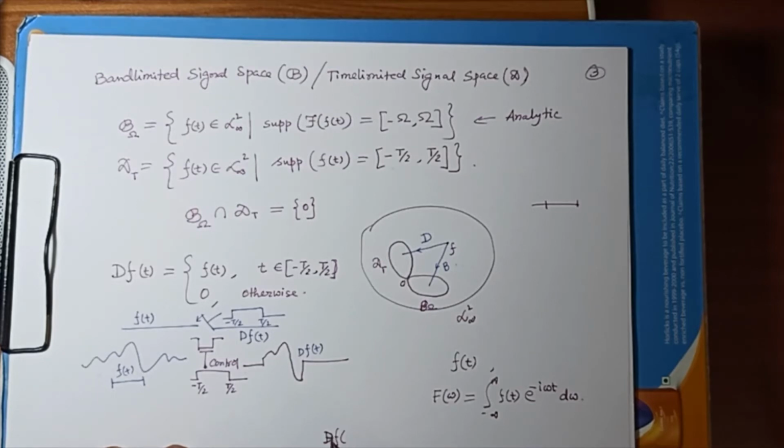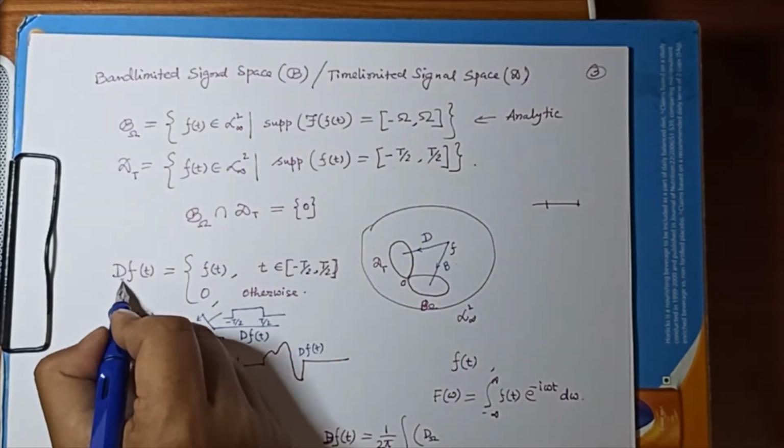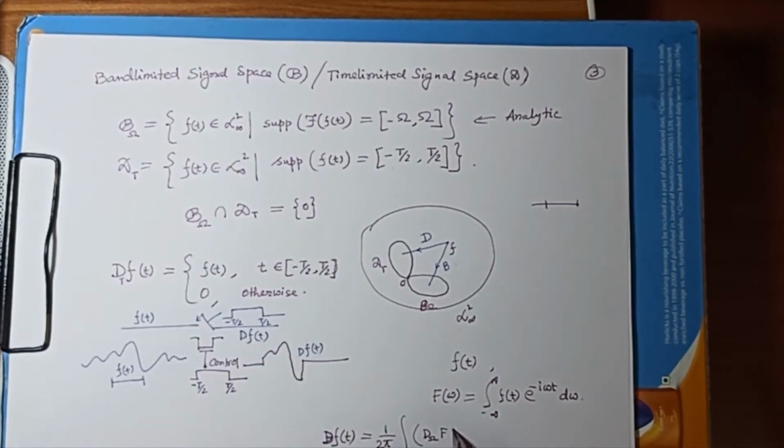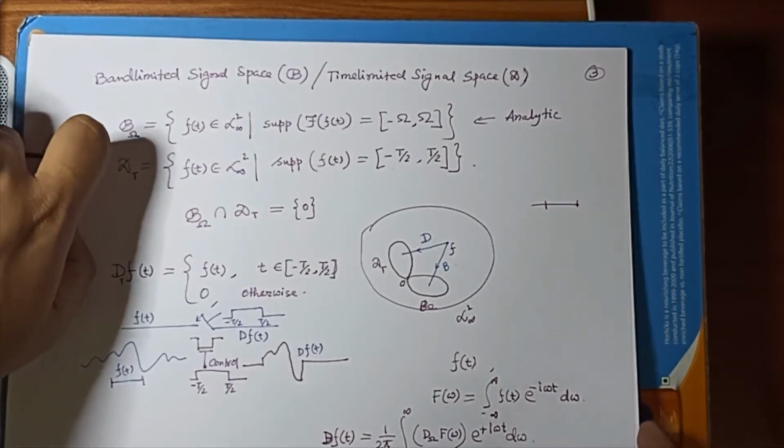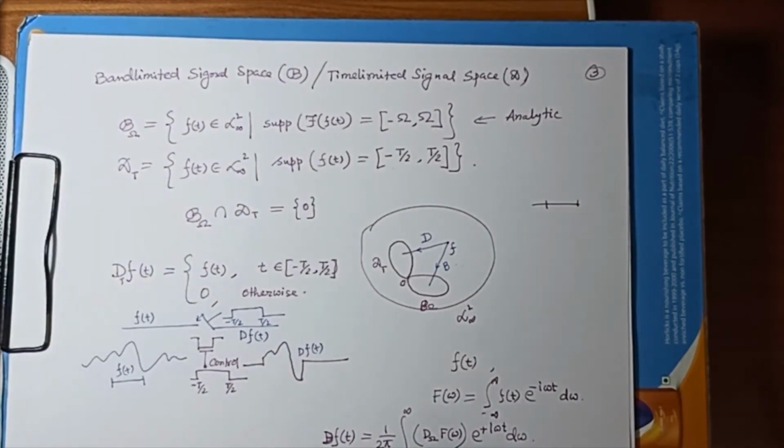BFT, the band limitation. So band limitation is given by 1 by 2 pi, basically d omega F omega into that. So I can write this as d omega, this is basically dt, d omega F omega into e to the power plus i omega t d omega, minus infinity to infinity. This is how BFT is defined. Now, sorry, this FT I am restricting to minus omega and omega.